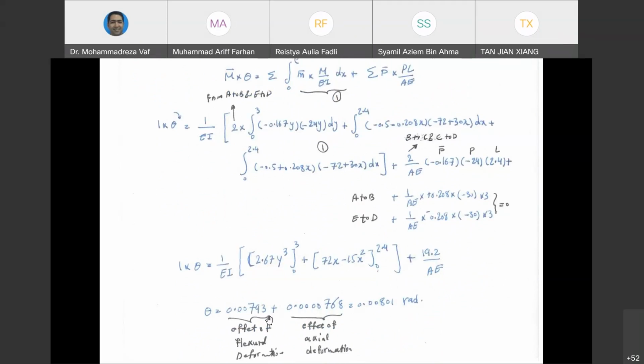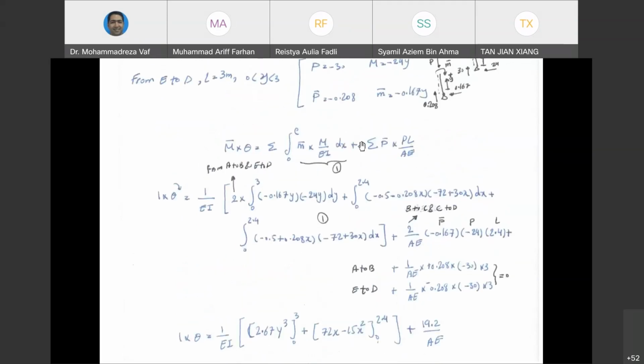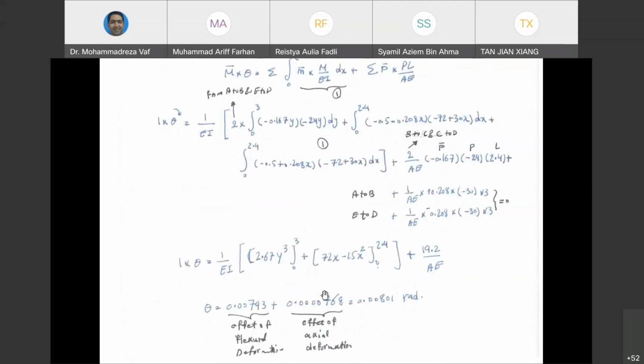So this is why, as I said, in the calculation of theta and delta in the frame, normally we can assume that the effect of axial force is insignificant, and we can do only the calculations for bending moment and get the theta or delta based on the bending moments. The reason is that even if you do the calculation for P and P bar, meaning you consider the effect of axial force, it's not going to change the result too much.